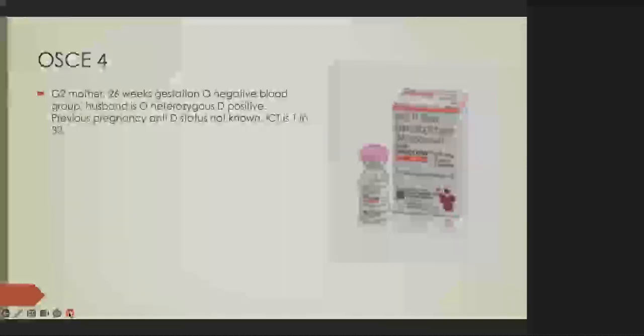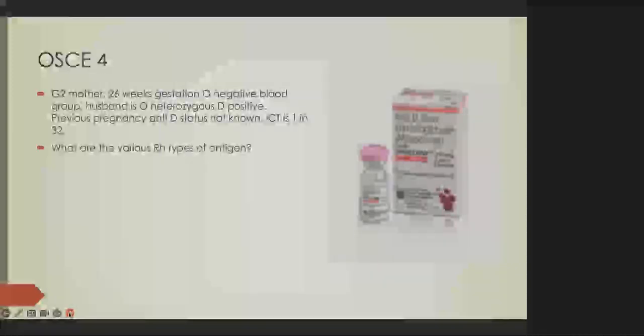So coming on to the next OSCE. A G2 mother, 26 weeks gestation, O negative blood group. Husband is O heterozygous D positive. Previous pregnancy anti-D status was not known. ICT in this pregnancy is 1 in 32.